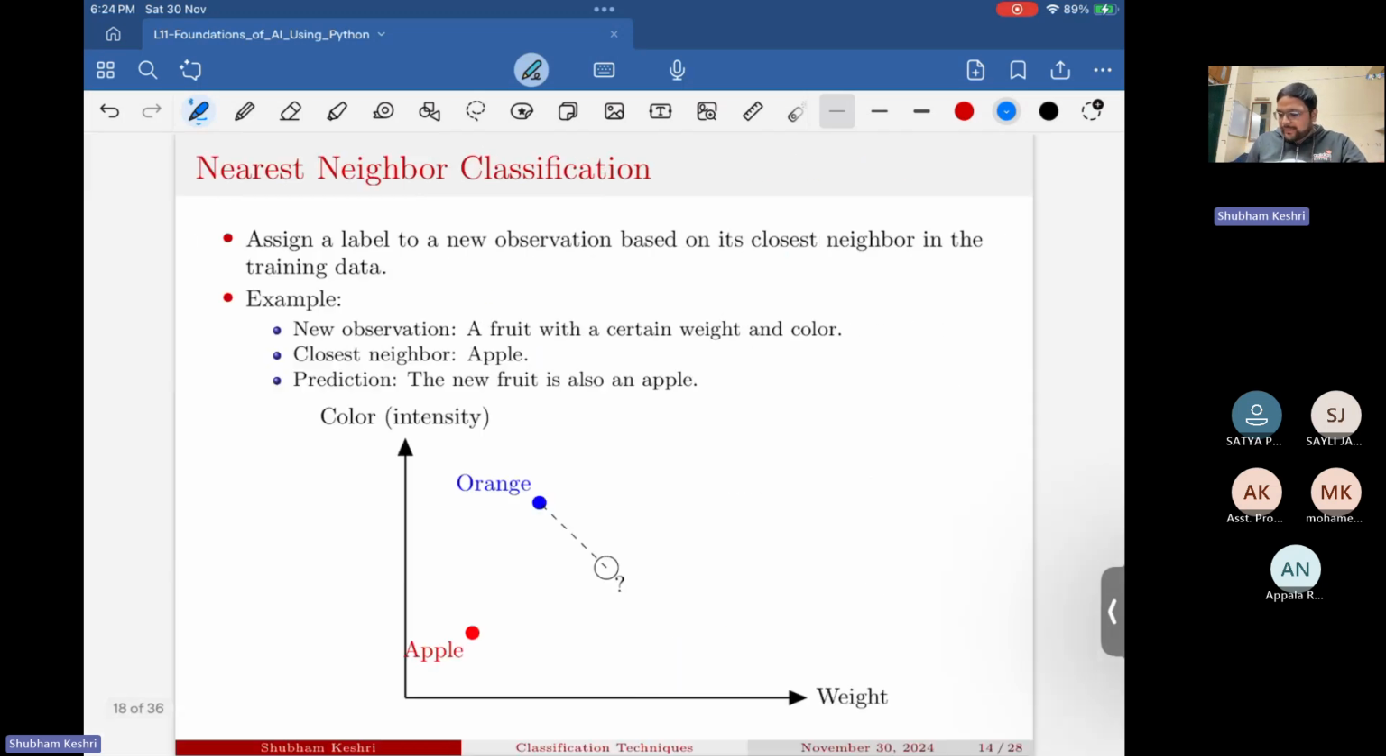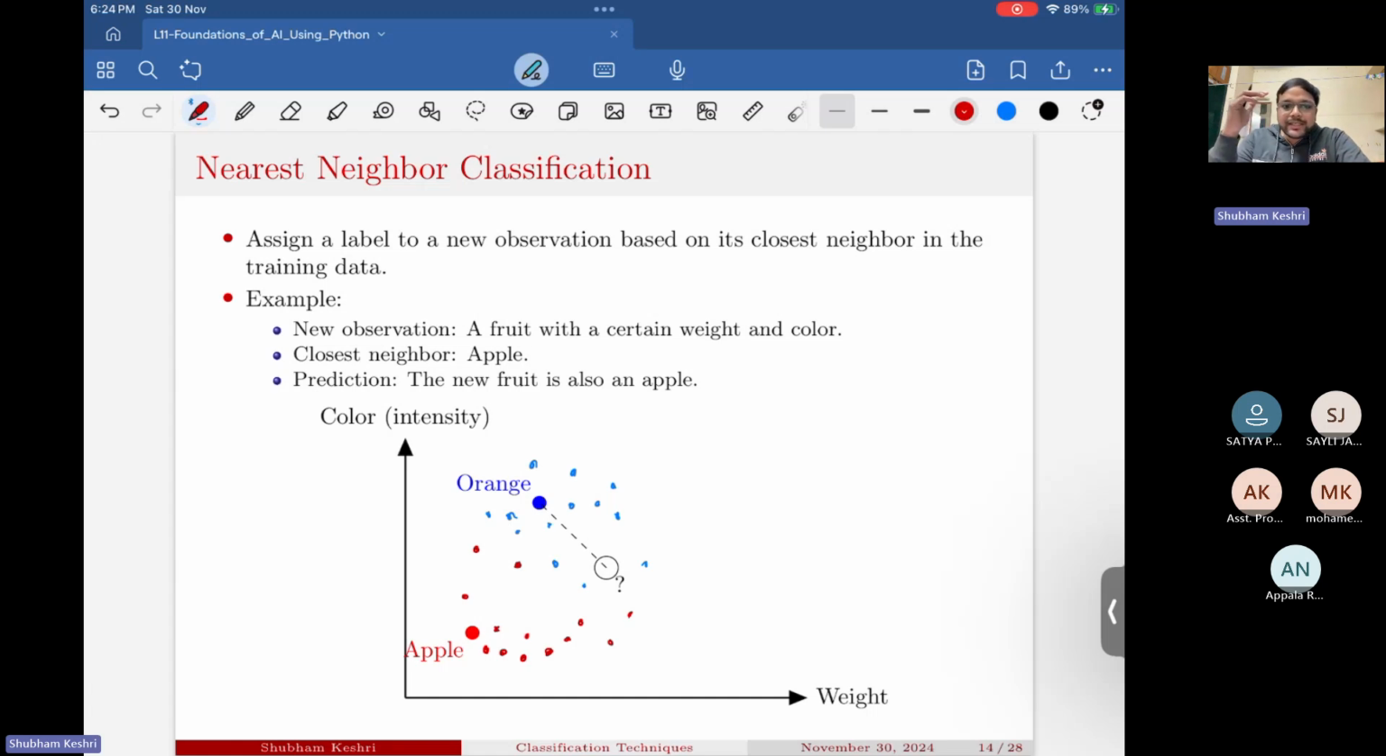So for example, I have just drawn two kinds of points. We can have multiple points. These are the red points, and these are the blue points. I hope both are distinguishable.